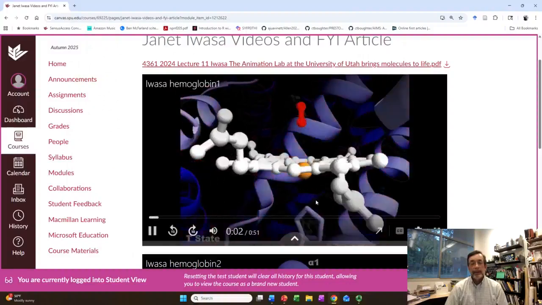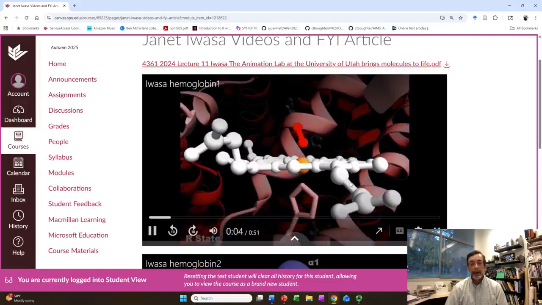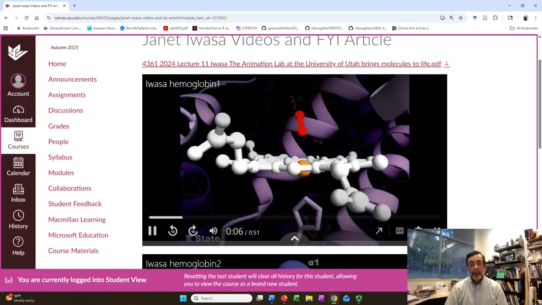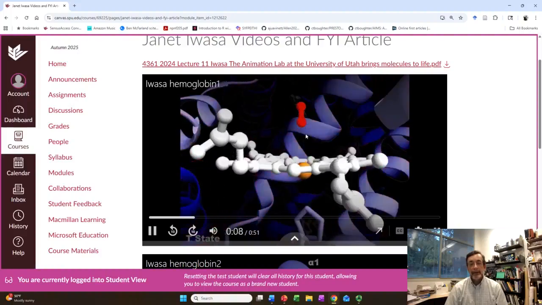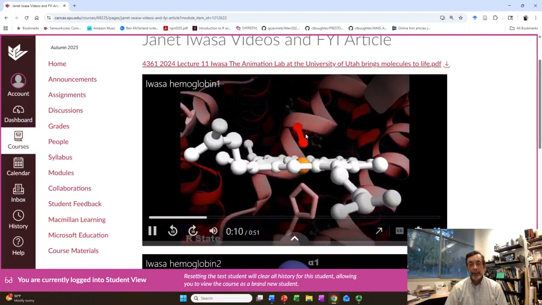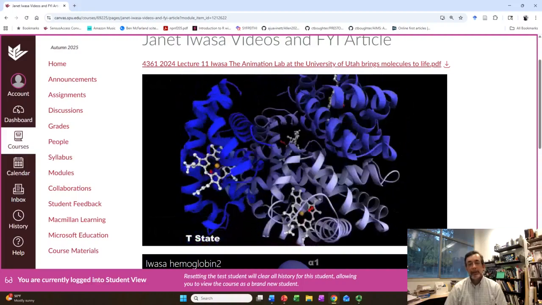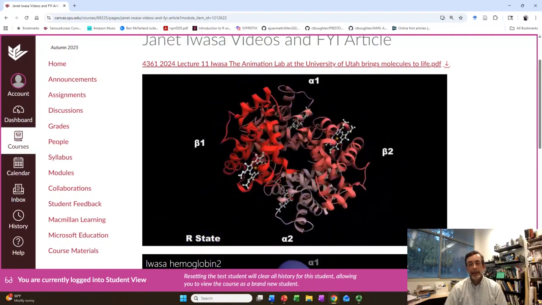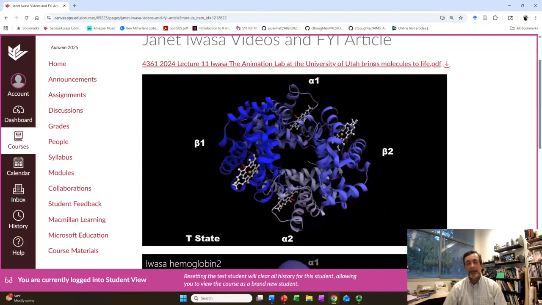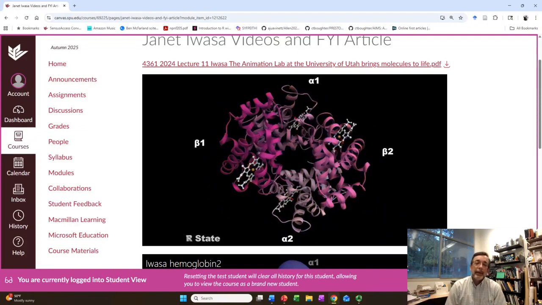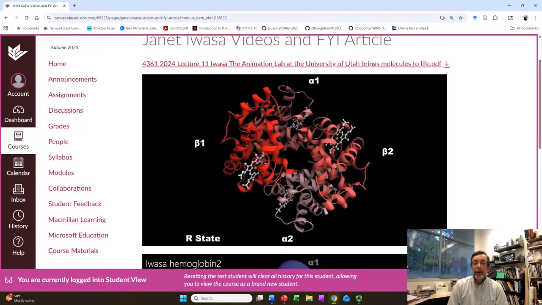And notice that she is showing you the R state, and she's showing you back and forth the R state in red, T state in blue. R state in red, T state in blue. And so then we're going to zoom out and we're going to see how the whole molecule changes. She visualizes, she's like the master PyMOL user, and is able to be an artist with these and showing.